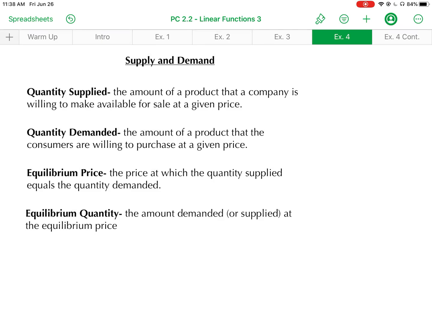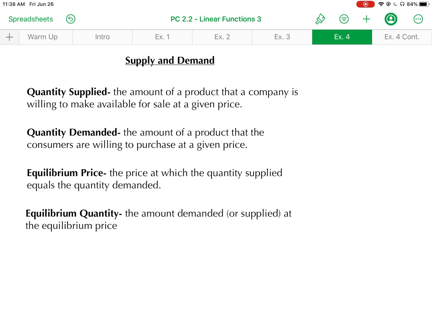Then we have equilibrium price. It's the price at which your quantity supplied equals your quantity demanded. And this is really important. You want to figure out your equilibrium price so that you don't end up with any excess inventory, right? You don't want to make more than you are able to sell. And then that comes down to the equilibrium quantity. It's the amount demanded or supplied at that equilibrium price. So how many units do I need to sell in order to match that equilibrium price?